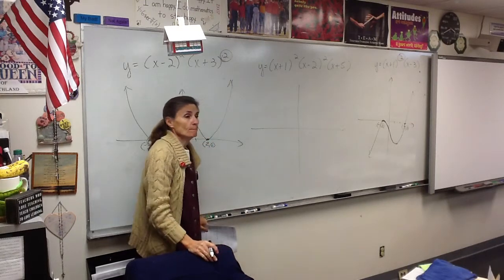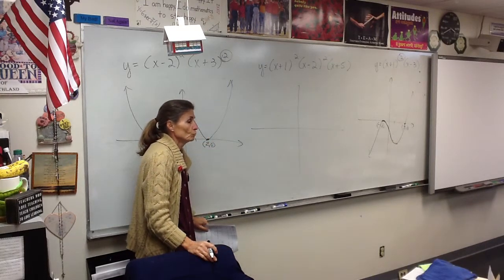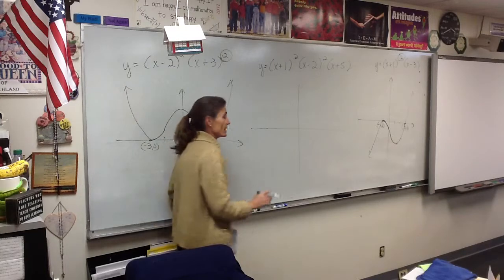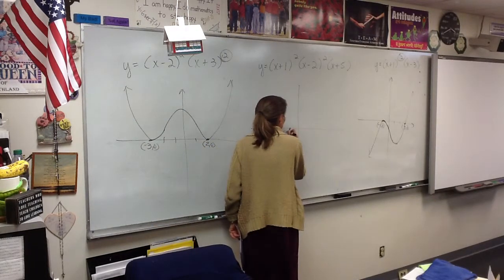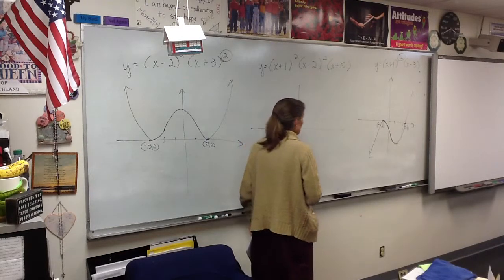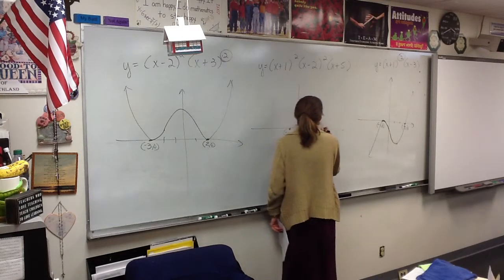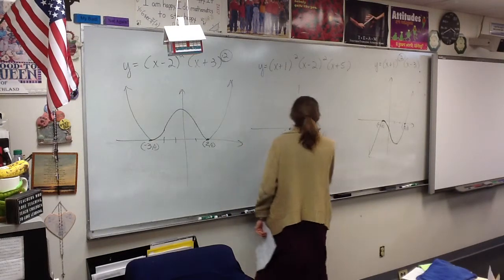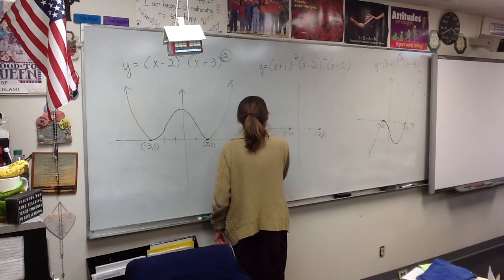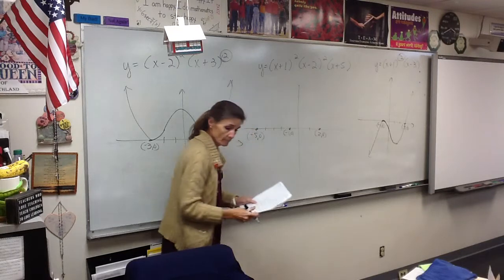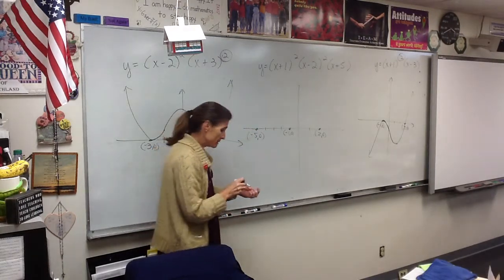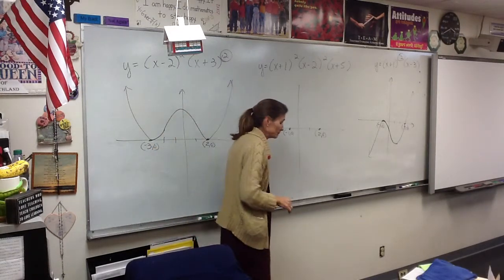How do we start? We put some dots on it. Where are my dots going to go? -1, 2, -5. How many x's do I have? 5.